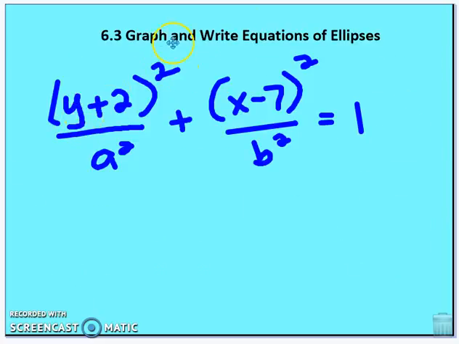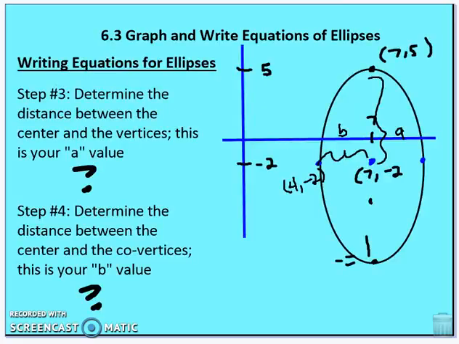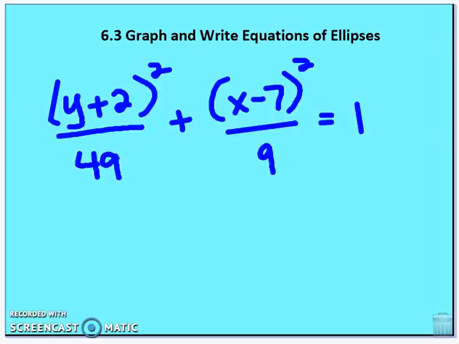So I can write my equation, y plus 2 squared over a squared plus x minus 7 squared over b squared is equal to 1. Now we have to find the values for a and for b. So we find the distance from the center to the vertex, center to the co-vertices, 7 and 3 respectively. So now it's y plus 2 squared over 49 plus x minus 7 squared over 9 is equal to 1.